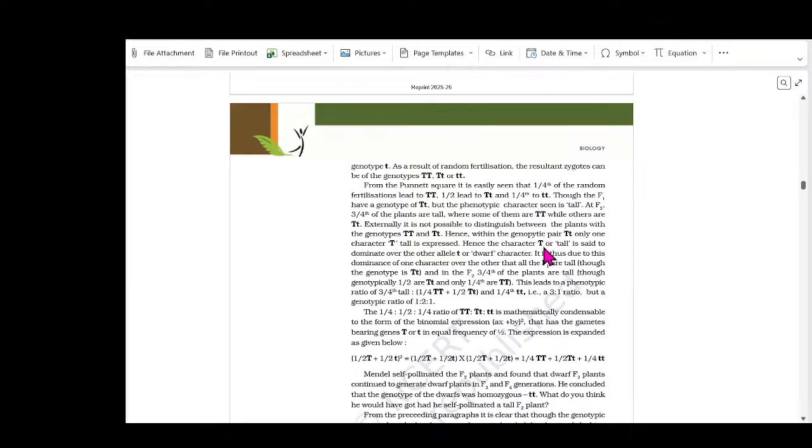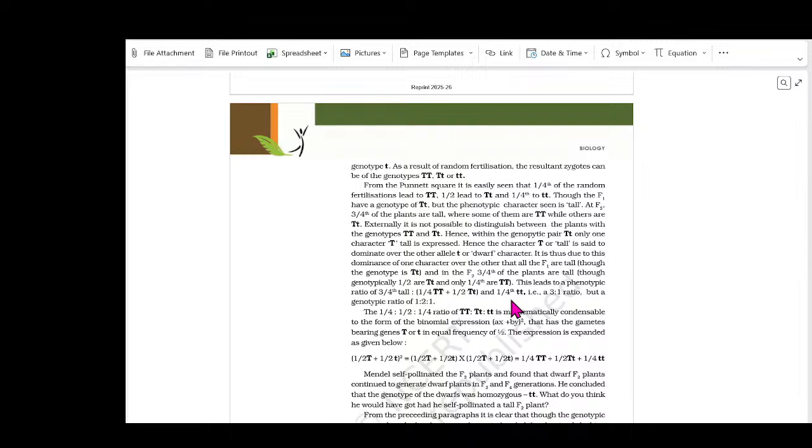Hence, the character capital T or tall is said to dominate over the other allele small t or dwarf character. It is thus due to this dominance of one character over the other that all the F1 are tall. And in F2, 3 by 4th of the plants are tall, whereas 1 by 4th are recessive. This leads to the phenotypic ratio of 3:1, wherein 1 by 4th are capital T capital T, 1 by 2 are capital T small t, and 1 by 4th are small t small t, giving a genotypic ratio of 1:2:1.